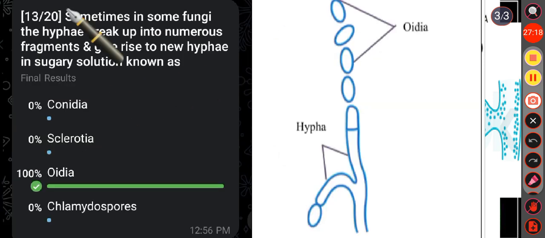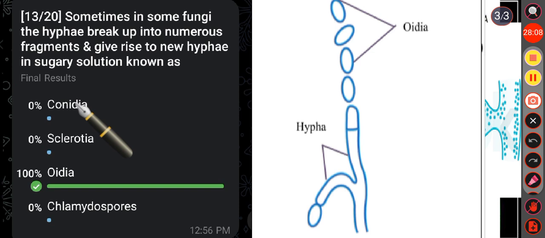Then next question: sometimes in some fungi the hyphae break up into numerous fragments and give rise to new hyphae in sugary solution, known as option A conidia, option B sclerotia, option C oidia, option D chlamydospore. Here the correct answer is option C, that is oidia. So oidia are thin walled structures. They are formed when the fungal hyphae break up into individual cells, each of which can then develop into a spore, right? Then see the other option, that is conidia.